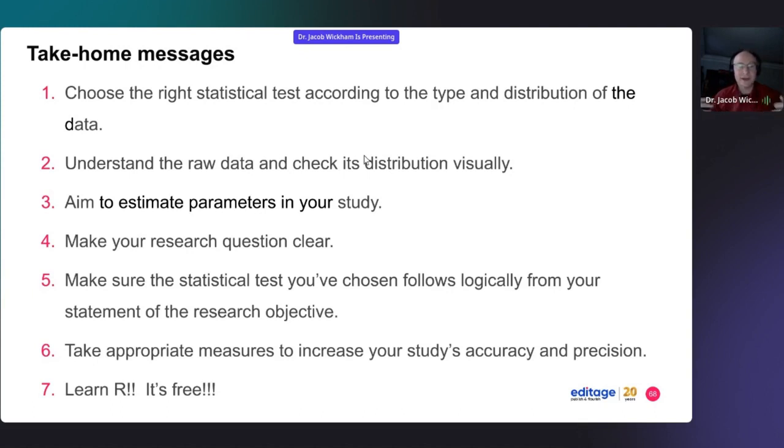So you want to estimate the parameters in your study, have meaningful parameters, have your p-values tested. If you're doing statistical tests to check the differences between two populations, it's important to have a very clear research question with controls and treatments. Make sure your statistical test actually follows logically from your statement of your research objective, and take appropriate measures to increase your study's accuracy and precision, like randomizing the samples, and making sure each data point is independent. And finally, learn R. It's free.